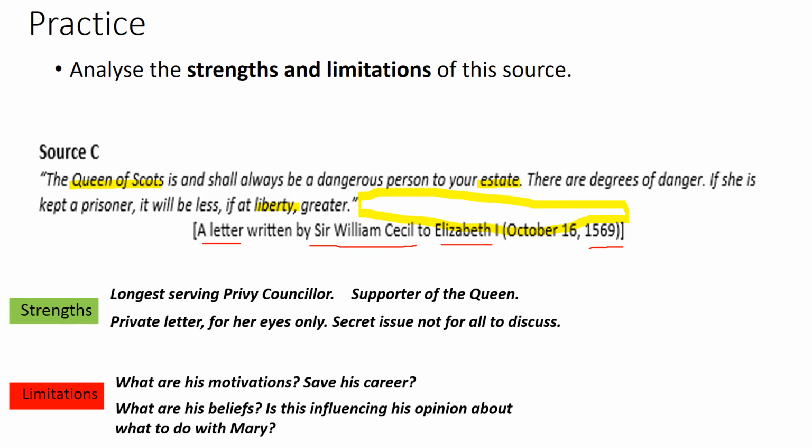Again, we know he doesn't say murder Mary, Queen of Scots. He's not allowed to say that. He can't tell Elizabeth what to do, but he can advise her. And he's hiding that advice within his statement.